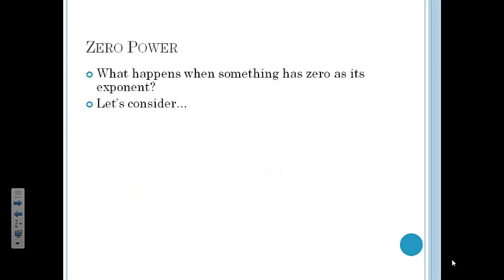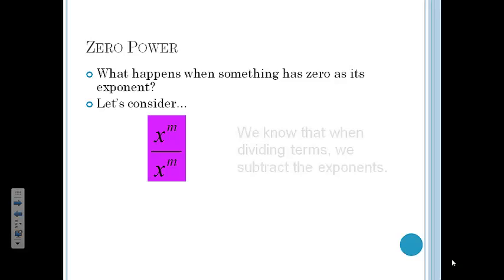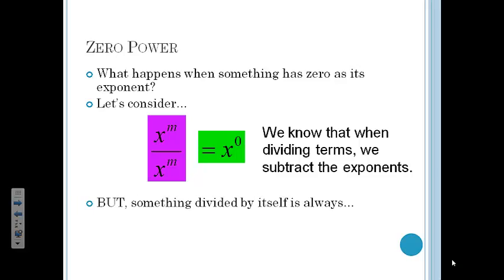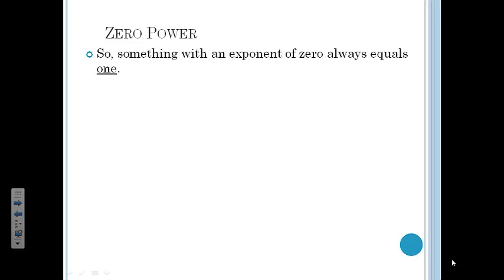Zero power. Now, what happens when something has a 0 as its exponent? Well, let's consider x to the m divided by x to the m. The previous rule we talked about was that you subtract. So if we subtract the exponents, we wind up getting x to the 0. But what do you have when you divide something by itself? Something divided by itself is always 1. Therefore, 1 has to equal x to the 0. So, something with an exponent of 0 always equals 1.